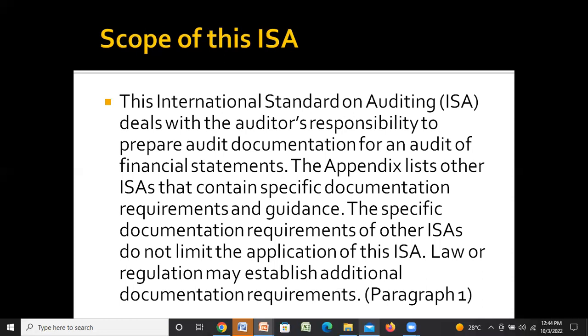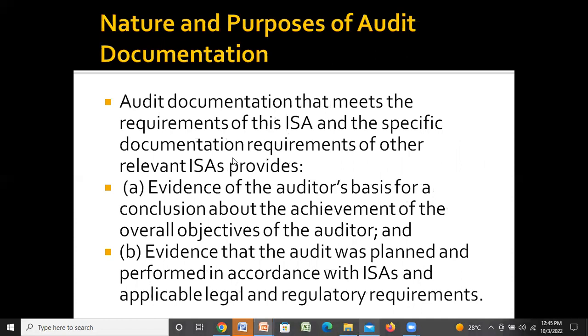The appendix of this standard lists other ISAs that contain specific documentation requirements and guidance. Like I keep on saying in all these auditing standards trainings, you cannot pick a standard as an auditor and say that is all you want to comply with. So for documentation, we have to look at other standards also and check their specific documentation requirements. The specific documentation requirements of other ISAs do not limit the application of this ISA. Law or regulation may establish additional documentation requirements. So you have to look at the country of the entity, the legal environment, and the regulatory environment for you to have enough documentation.